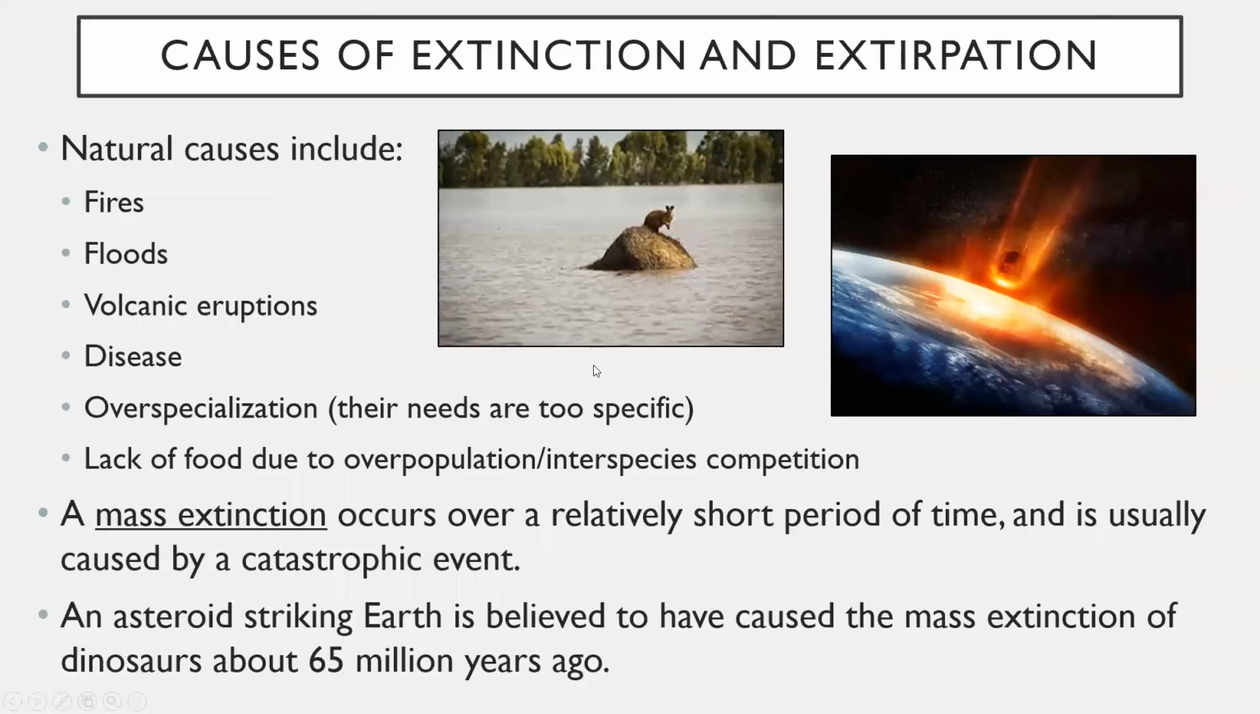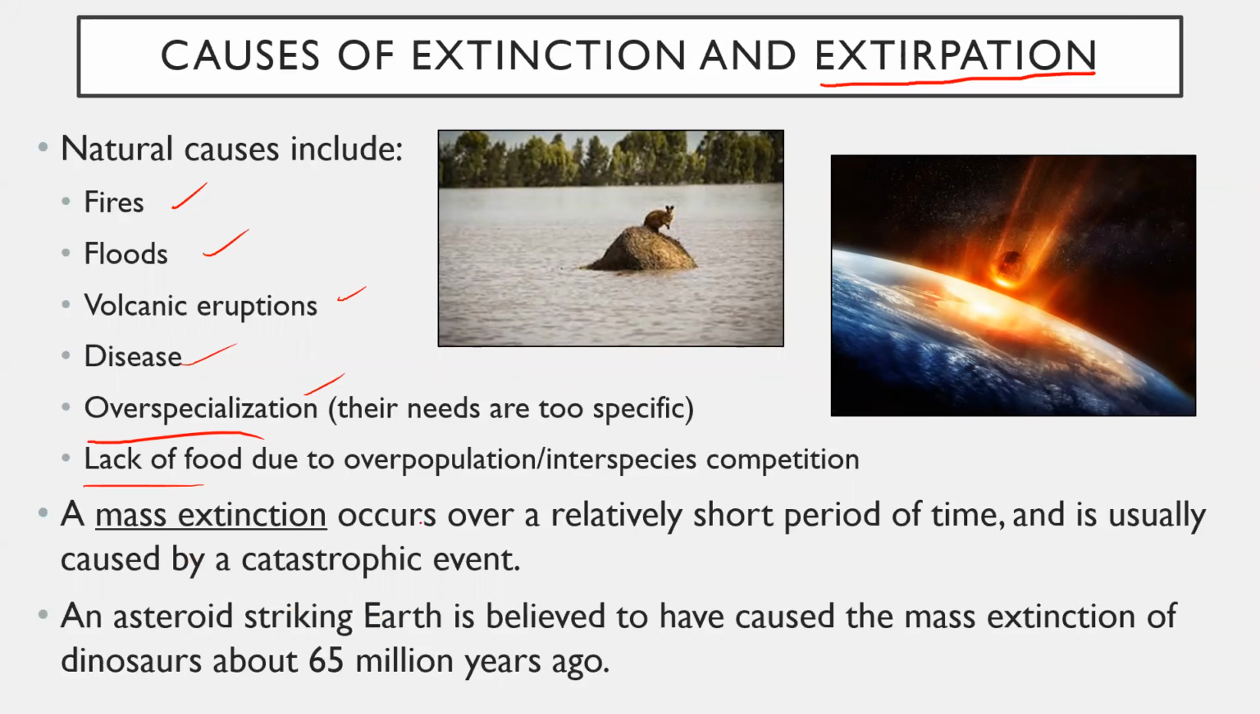All right, next up, causes of extinction and extirpation. Just a reminder that extirpation means an animal basically becomes locally extinct. It doesn't fully become extinct. It still exists other places. It just doesn't exist where it used to, right? That's what extirpation means. Some natural causes of this include fires, floods, volcanic eruptions, disease, over-specialization. That was one we talked about where it's kind of backwards, but it's true. Sometimes the needs of an animal get too specific, and then when that need goes away, they can't survive anymore, right? Another one is lack of food due to overpopulation or interspecies competition. So in other words, if they're basically outcompeted for the resources, that can produce extinction.